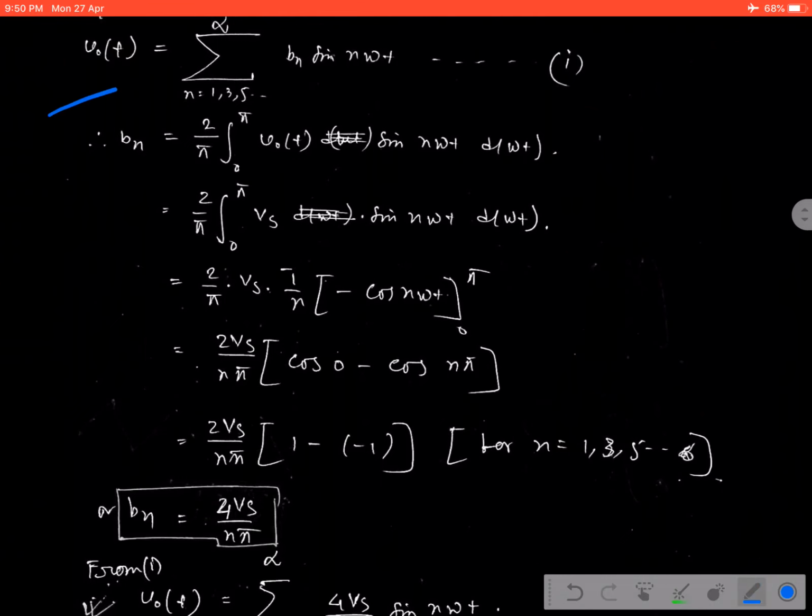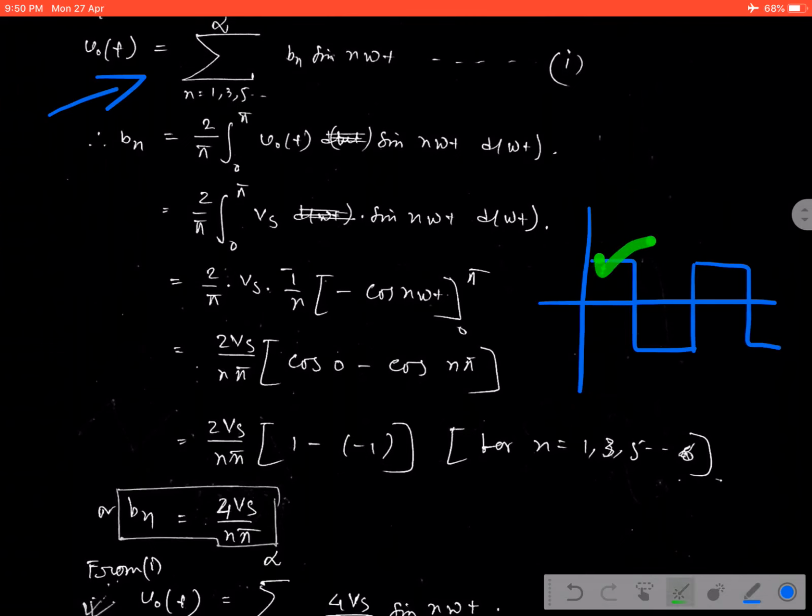So we know the expression of the Fourier series which will define the periodic function, that is V0(t) equal to summation of n equal to 1, 3, 5 to infinity. We are considering the odd harmonics as the output voltage is half wave symmetrical. See, the output voltage is this one, right? That means we can say this first half and the next half are similar to each other, and similarly this is similar to each other.